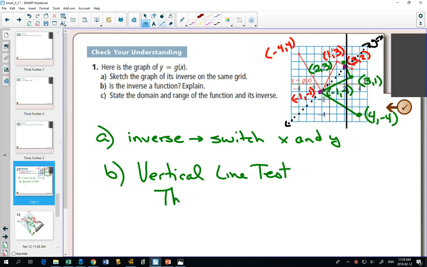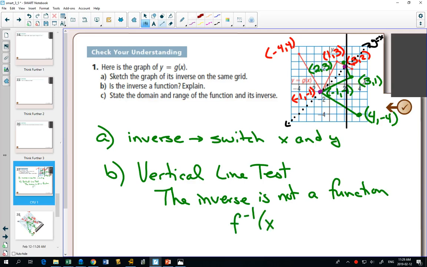So we can say the inverse is not a function, which means you would not be allowed to use this notation for the inverse, because that notation is only for an inverse function. And this course is really particular about how we write things.